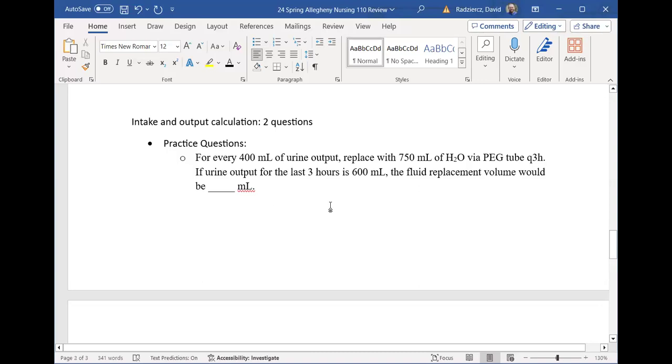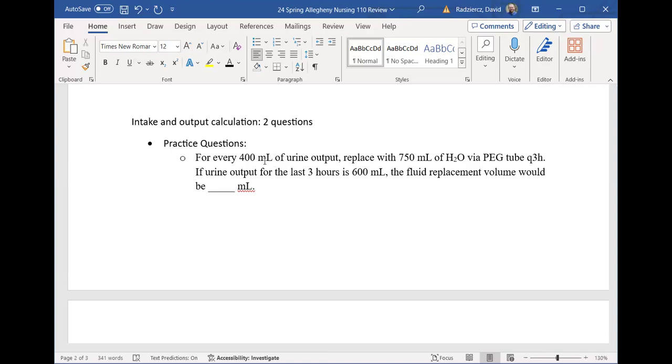Okay. So dissecting this question, there's a couple of things. First of all, let me read this. It says for every 400 milliliters of urine output. So for every estimated 400 milliliters patient voiding, you're going to replace that with 750 milliliters of water via PEG tube. I don't know if that's too much or too little, but I'm just making up numbers. Okay. If the urine output for the last 3 hours is 600 milliliters, what would the fluid replacement volume be?